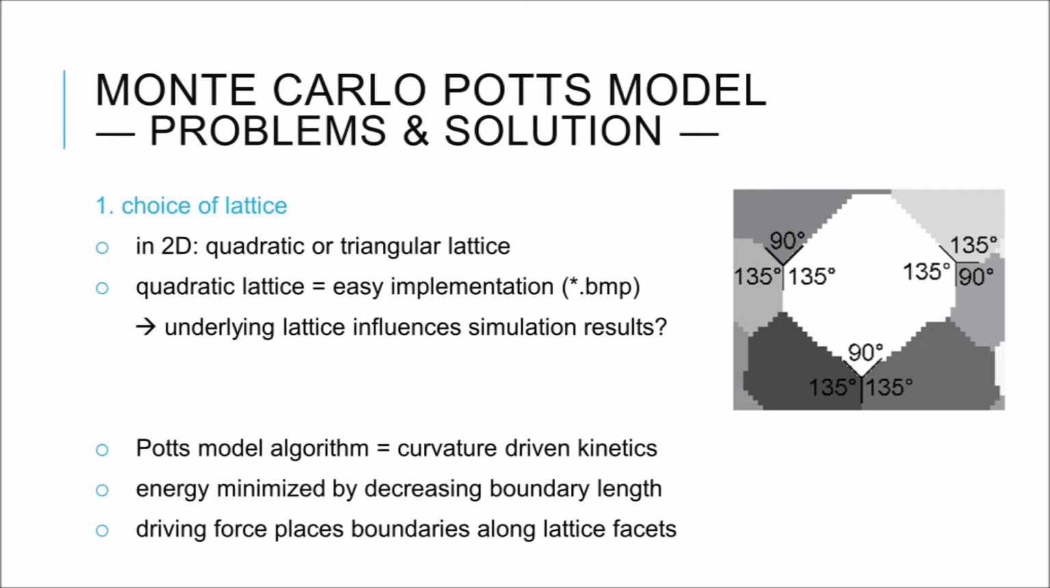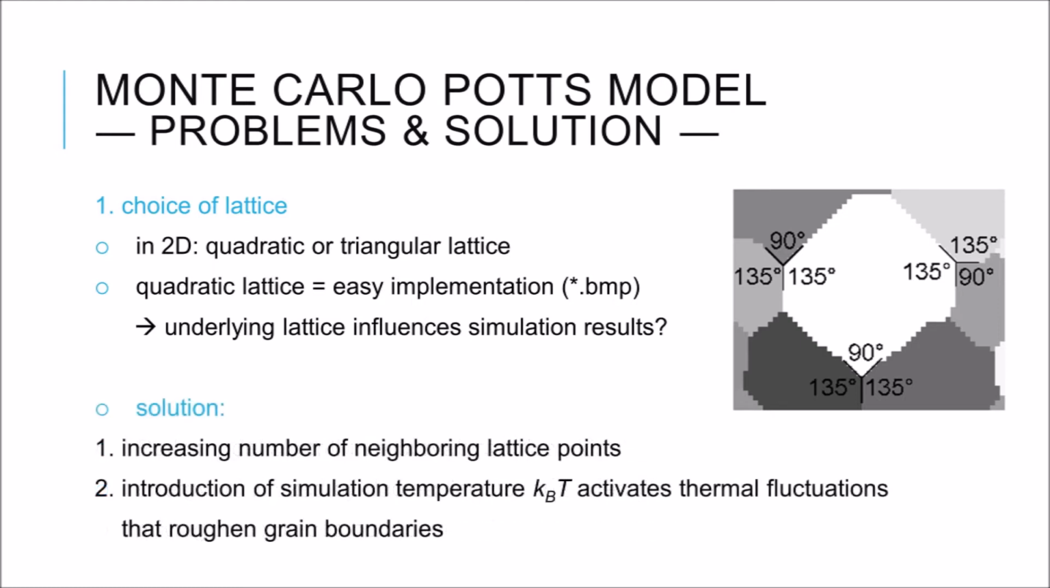So where's the solution? The first thing is you should increase the number of neighboring lattice points. In this particular simulation, I have used in 2D on the quadratic lattice only the first nearest neighbors. So left, right, up and down. In addition, you should use at least the second nearest neighbors also. And you should give them a weight. This actually makes the simulation slightly better. However, there is a second possibility.